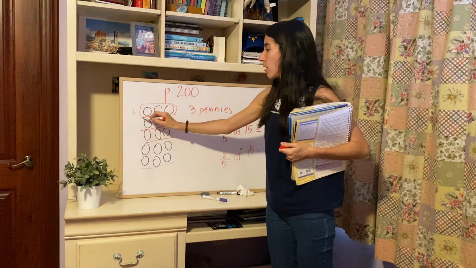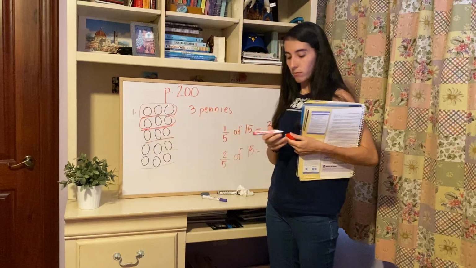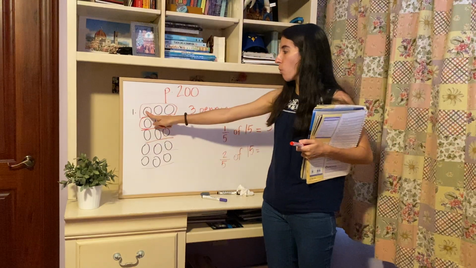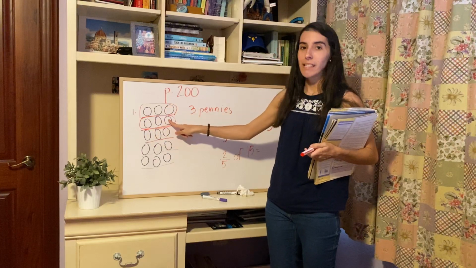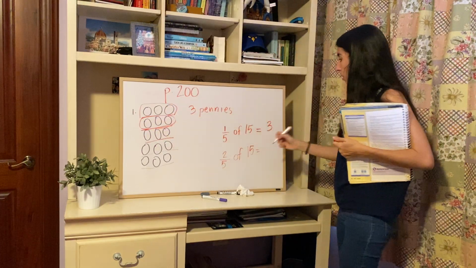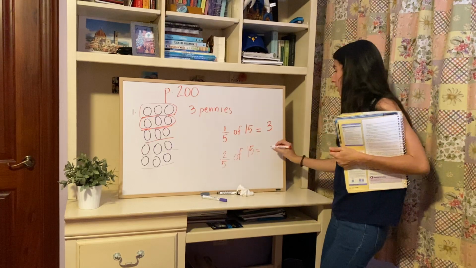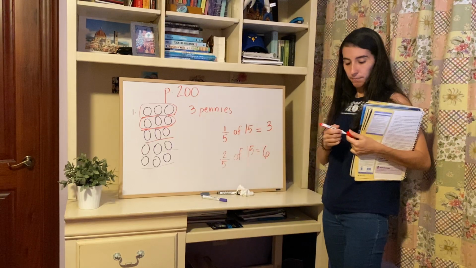1, 2. How many do I have now? 1, 2, 3, 4, 5, 6. Okay, so 2/5 of 15 equals 6.